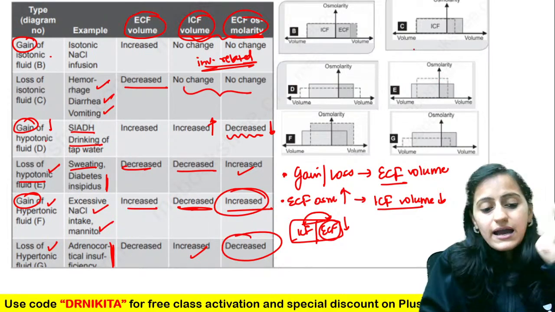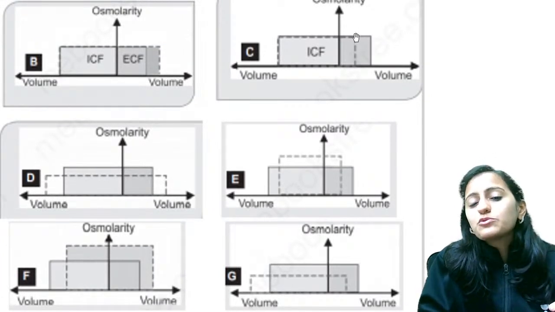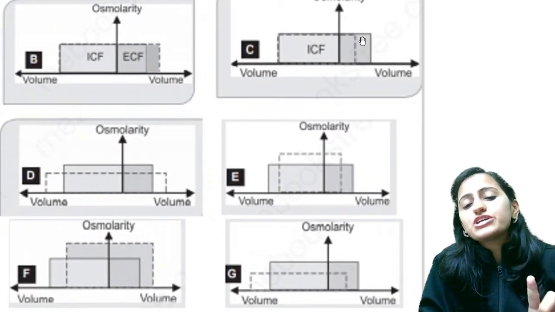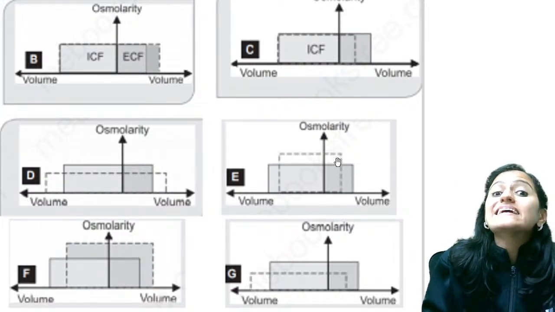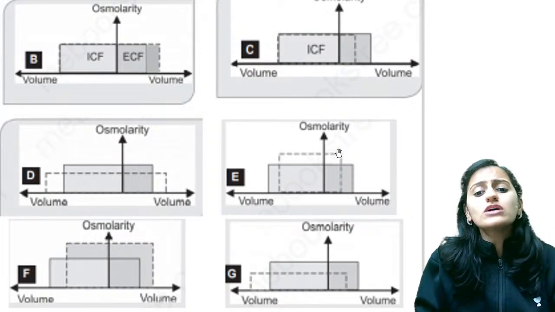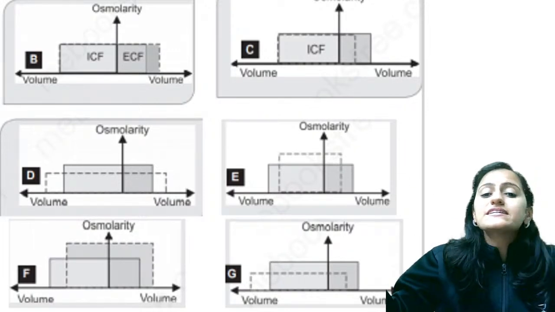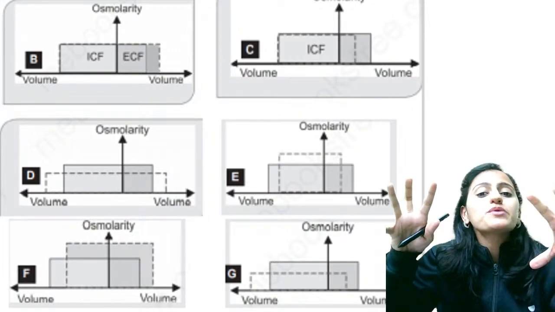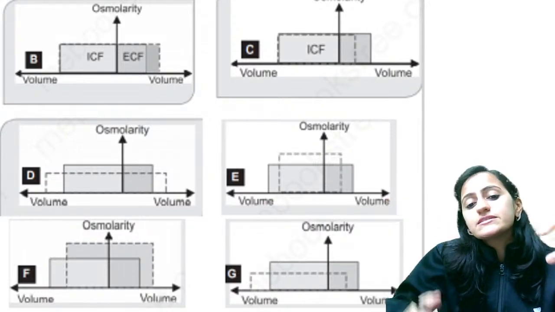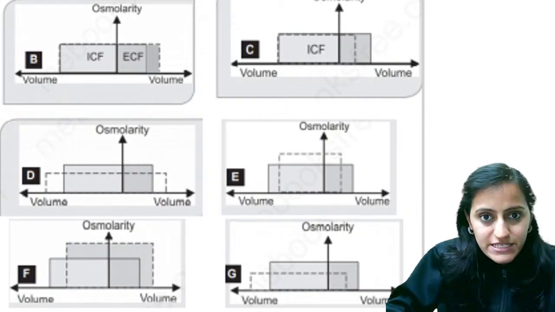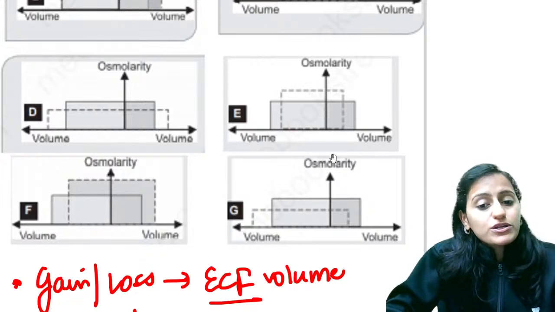Next one, look at the next images, okay? The next three images. This is loss with isotonic, osmolarity not changing, diarrhea, vomiting, hemorrhage. This is loss with osmolarity increasing, right? So what will we lose that will result in the increased osmolarity? You have water, you have salt. If you lose the water, the salt will increase, osmolarity will increase. When do we lose water? Sweating, right? In sweating is where we lose. When we have diabetes insipidus, a lot of water going out.